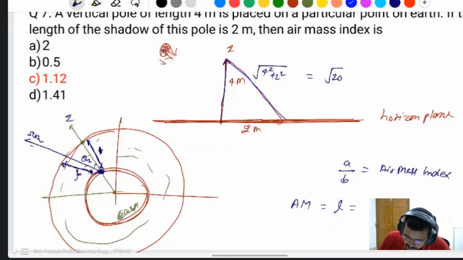I think you can say this length will be the same as this length at that point.